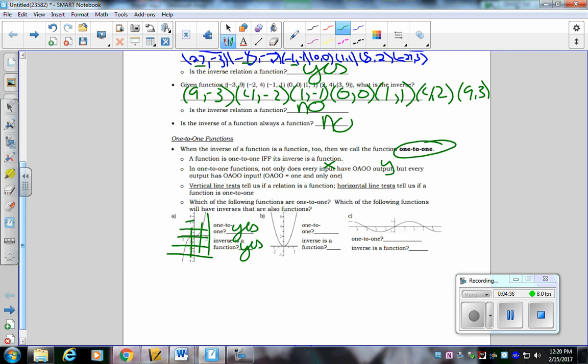In part B, it passes my vertical, but it does not pass my horizontal line test. So it's not one-to-one. The inverse would not be a function.